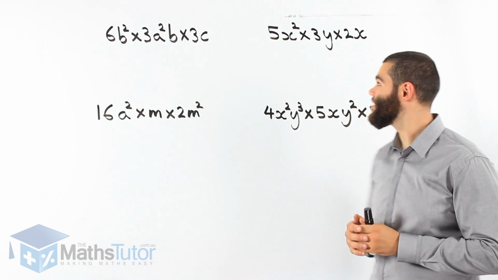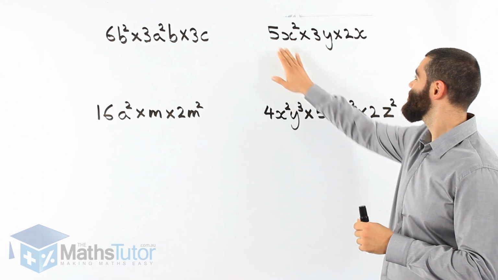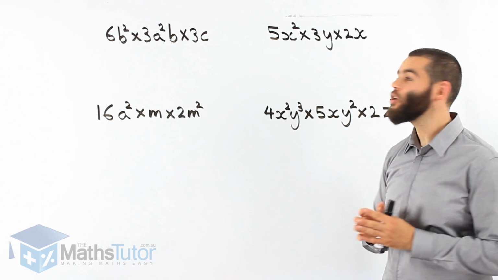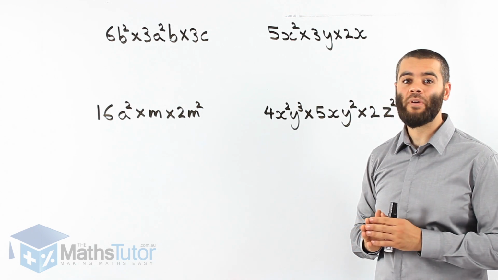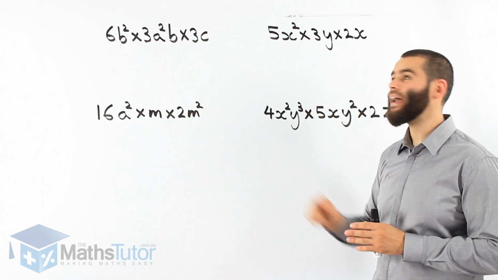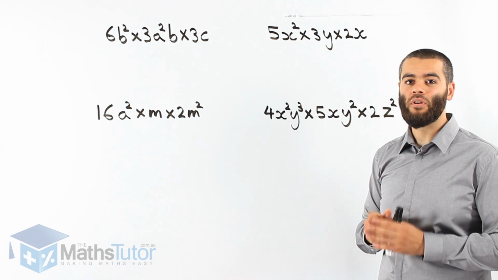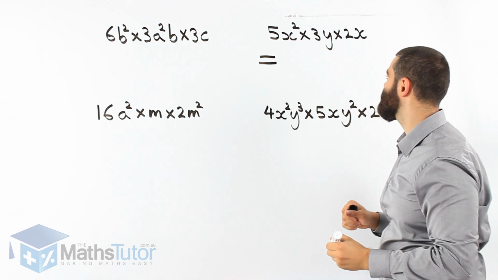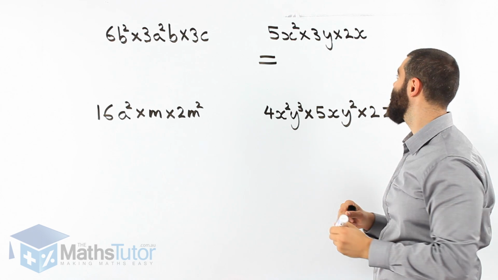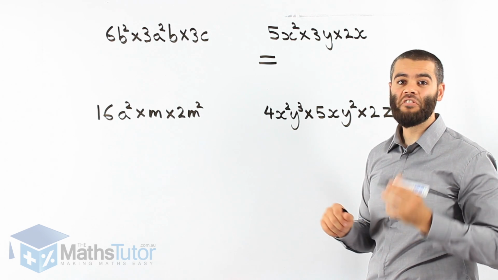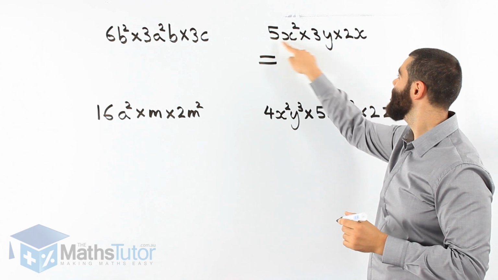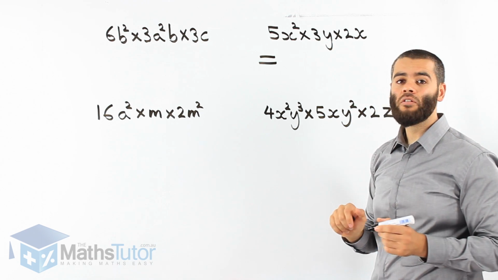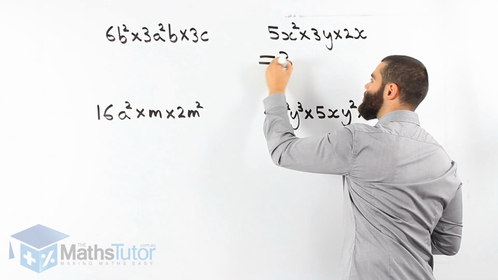Alright, let's do some more. Okay, here we have 5x squared times 3y times 2x. Again, we are multiplying algebraic expressions. We are multiplying the terms, but we have indices. Let's follow the same rules. We know we have numerals. We multiply the numerals first. 5 times 3 times 2. 5 times 3, 15 times 2, 30.